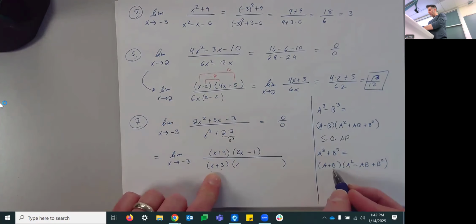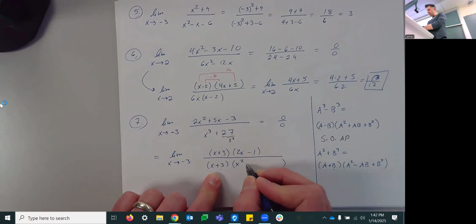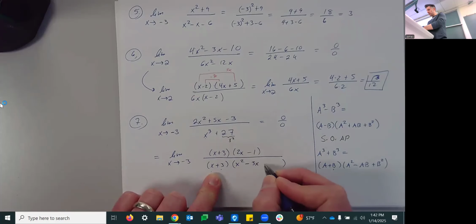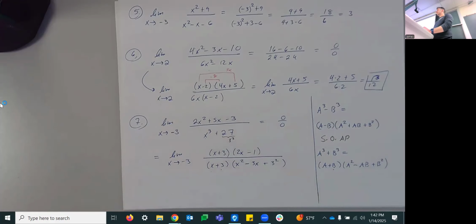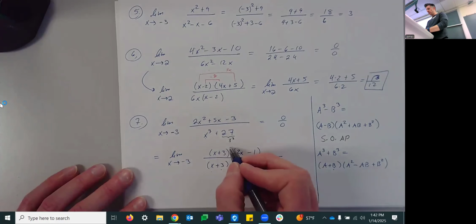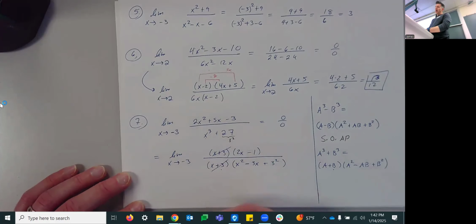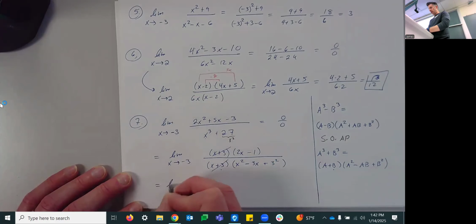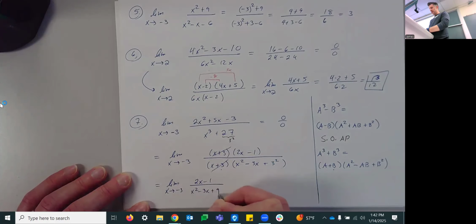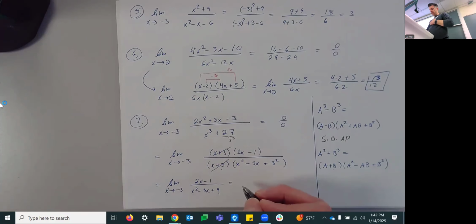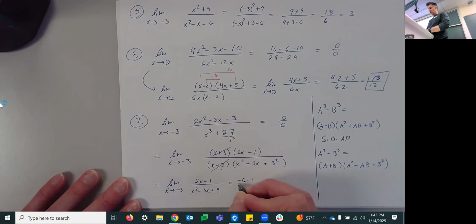That's something people like. So over here, this x cubed plus 3 cubed is going to factor as x plus 3 is the first part, and then we're going to have x squared minus 3 times x plus 3 squared. And it totally works. We cancel the like terms. I'm a fan of writing it out again, but I probably like to write too much. So the limit as x approaches -3 of 2x minus 1 over x squared minus 3x plus 9. And we plug in -3, and we get -6 minus 1 over 9 plus 9 plus 9, which is -7 over 27.